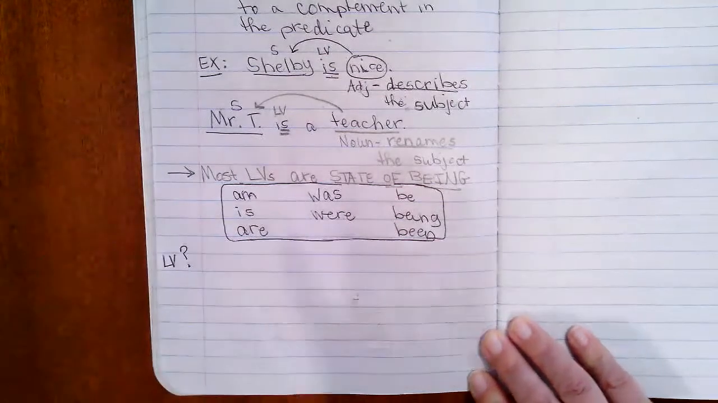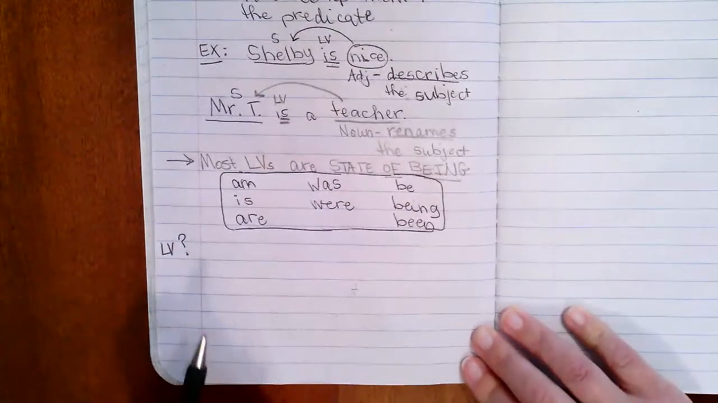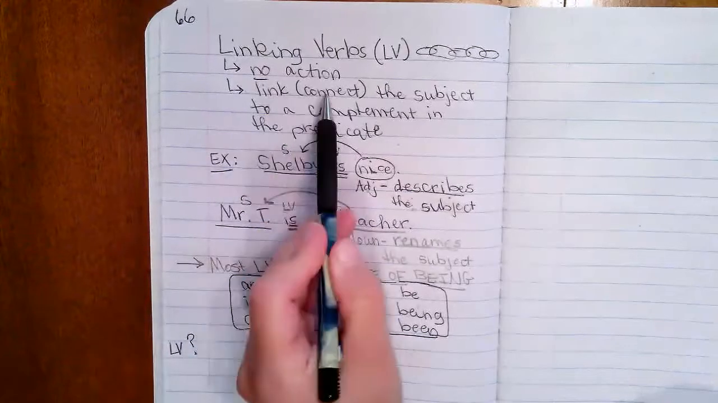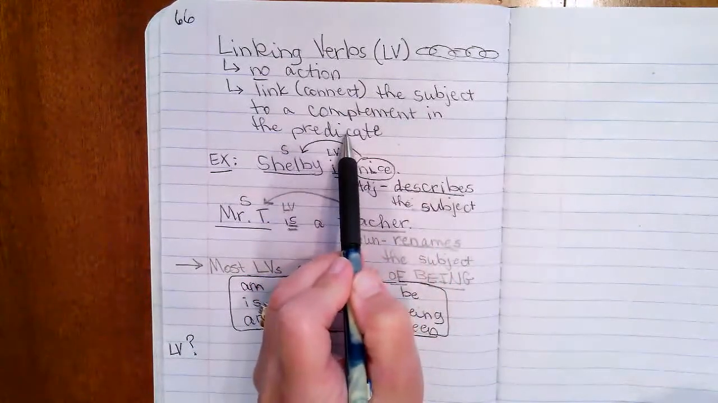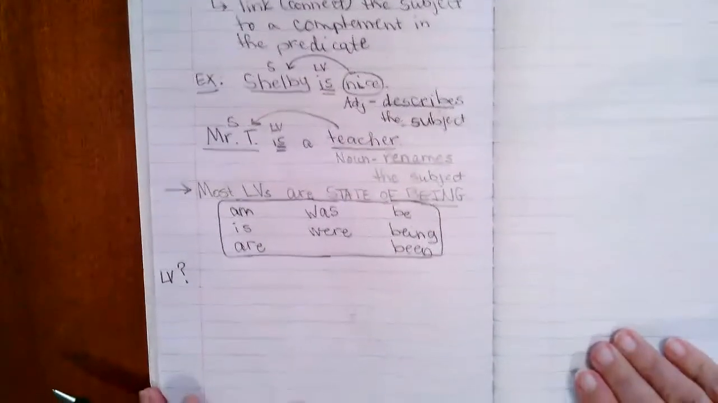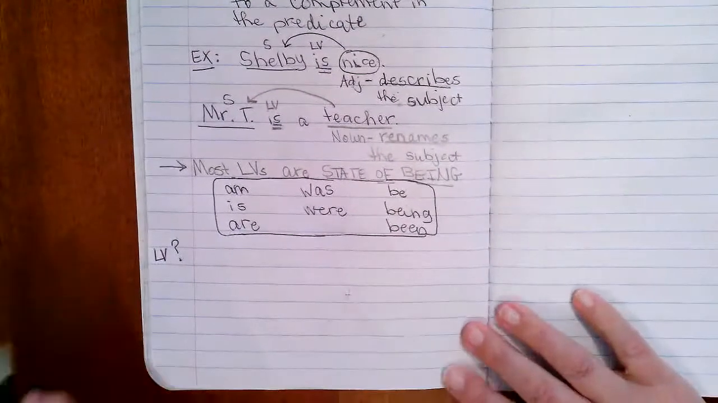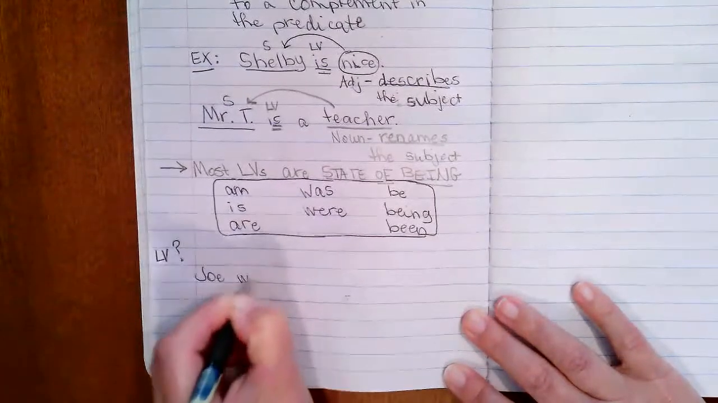So let's look real quick at a couple of sentences and let's try to tell the difference. Is this a linking verb that's going to have the job of connecting something in the subject to something in the predicate? Or is it just a state of being verb like we've been using all year? Okay, so let's do this first one. Let's do Joe was excited.